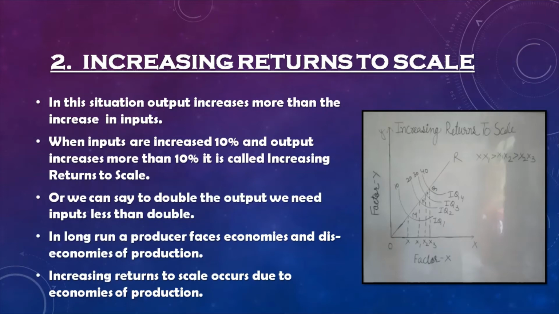Here we have a diagram which is showing increasing returns to scale. As you are able to see, the gap between isoproduct curves is continuously decreasing. It means to increase the same amount of production, we need less and less amount of increased production factor. So here x1 is greater than x2 is greater than x3. So this represents increasing returns to scale.